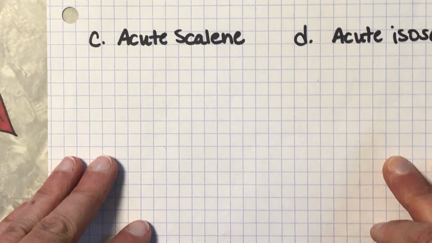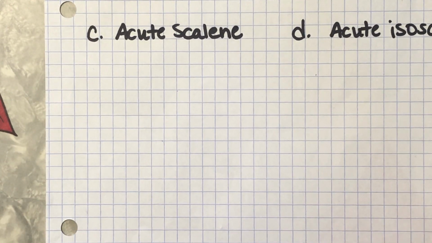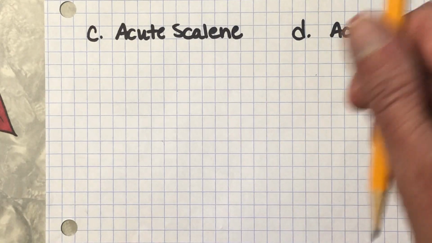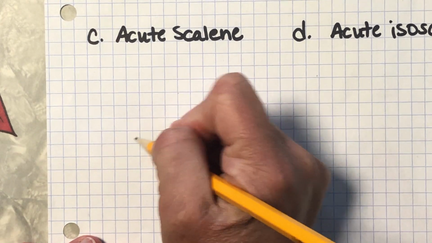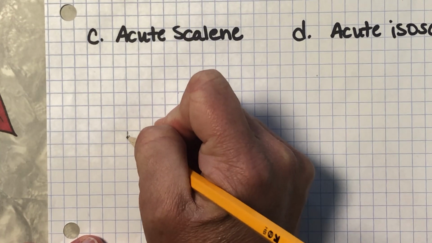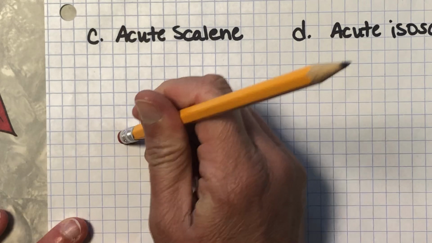Alrighty, acute scalene. Another one that has all three sides different, but this time I'm making an acute angle. So this time I have to make an angle that is smaller than 90 degrees.